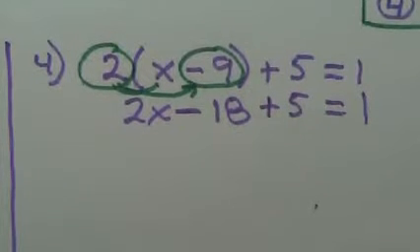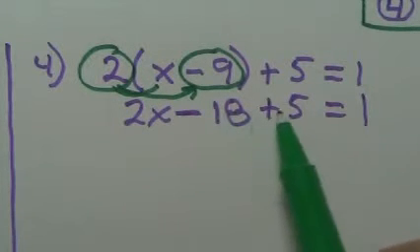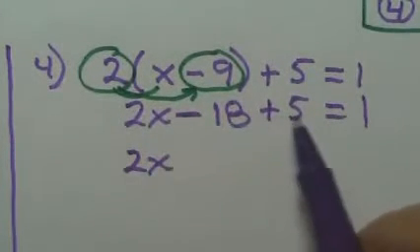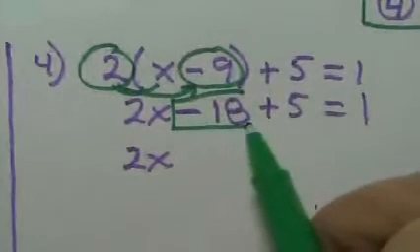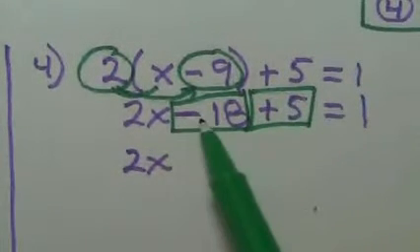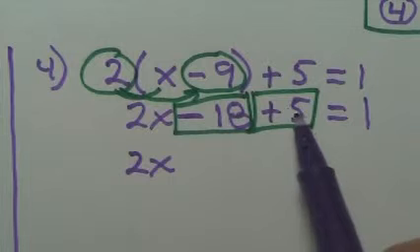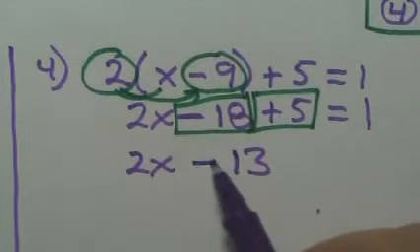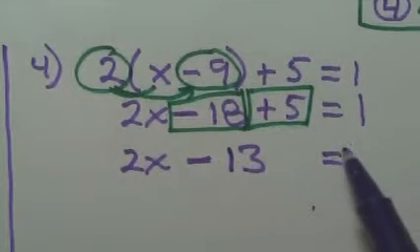Okay, now it looks like I have some like terms in here. So I have a minus 18 and a plus 5. Let me just bring down the 2x, because there's no other x's. And then I have a minus 18 and a plus 5. So how much is minus 18 and plus 5? Negative 18 and plus 5. Since they're different signs, I'll subtract. 18 take away 5 is going to be 13. And there's more negative. So it's negative 13. Line up your equals.